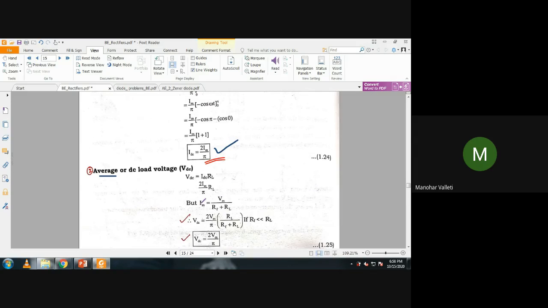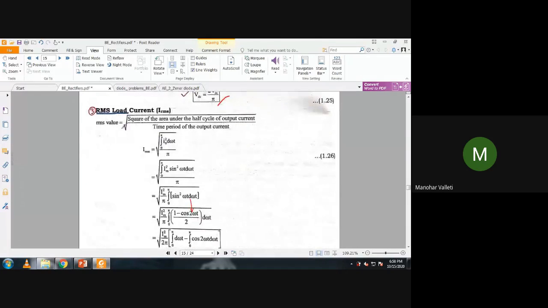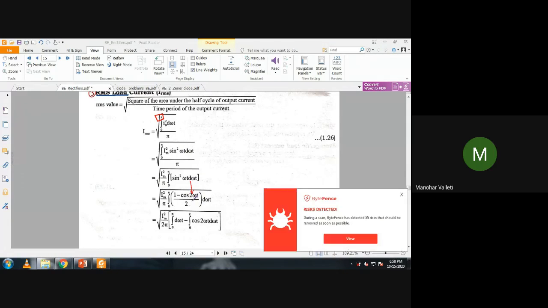If you substitute the same way, you will get IDC equal to 2 Im by pi. By the same procedure that you did previously, you will get VDC equal to 2 Vm by pi after approximation. The approximation formula is the same, RL by RF plus RL, and won't change. The same goes for the RMS value, for 0 to pi only. You keep on solving the integration.